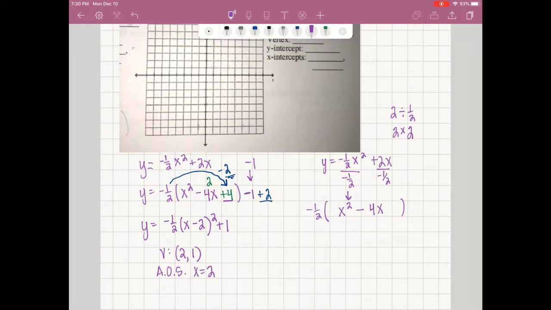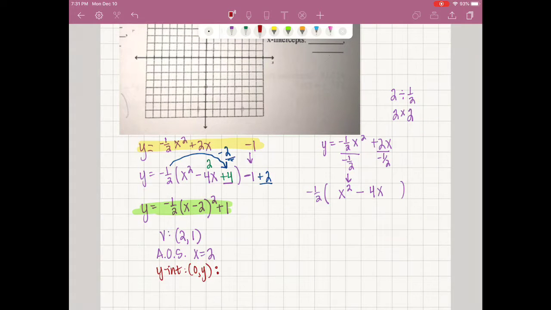I have two forms that I can work with here. The original form, which is in standard form. I also have now vertex form, which is where I got the vertex from. Standard form is going to allow me to find the y-intercept. The y-intercept is the value of y when x is 0. So when we put a 0 into standard form, we get a -1.